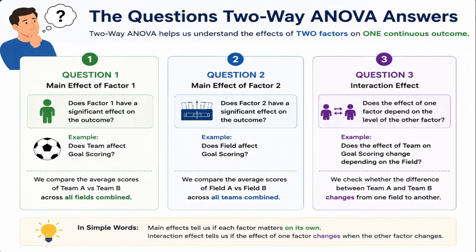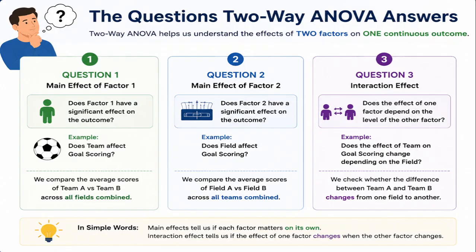In two-way ANOVA, or in every statistical test, they have their questions. The same applies to two-way ANOVA. Two-way ANOVA have three main questions. The first question is the main effect. It has two main effect questions and then one interaction question.